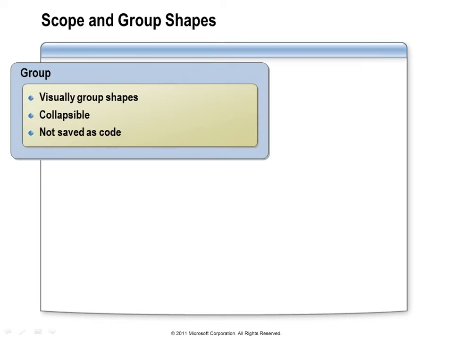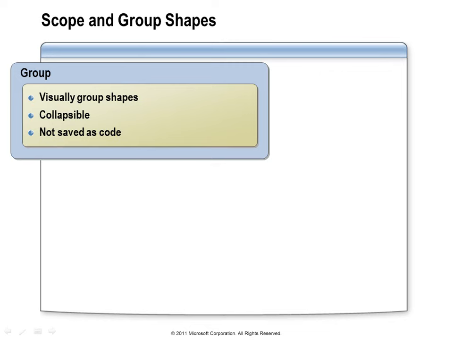So as your orchestrations grow more complex, you will probably want to start grouping sets of shapes together, if for no other reason, at least to make it easier to find your way around. Now there are two shapes that can help you with this. There is the scope shape and there is the group shape. Now the group shape is the simpler of the two. It has no runtime behavior associated with it.